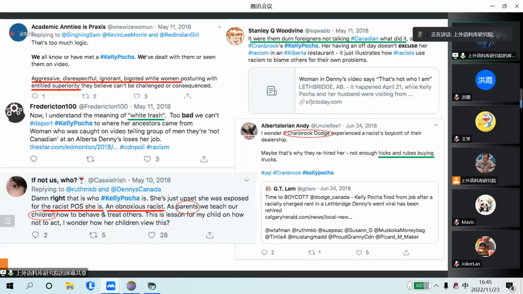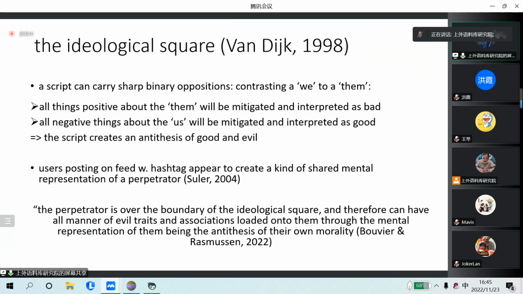So the kind of personal pronouns that we see coming back is also typical for CDA detective work to look at, because it creates an opposition. It makes certain people good and certain people bad. In fact, what we are seeing here is the ideological square, which Van Dijk theorized about. He said that a script can carry sharp binary opposition. So we have a we, us, ours versus a they, them, theirs.